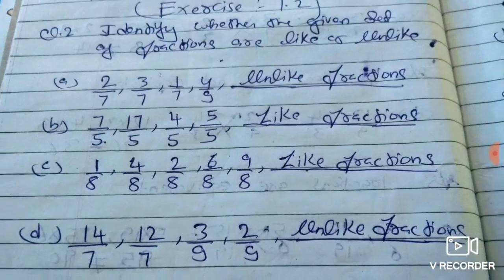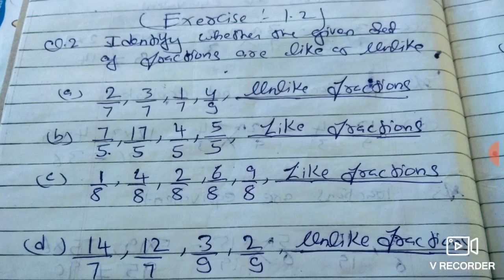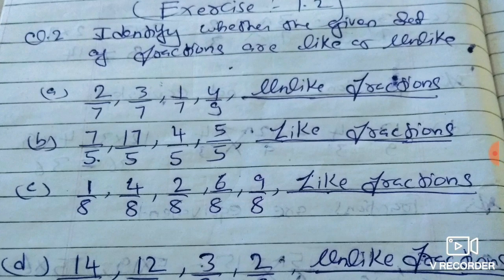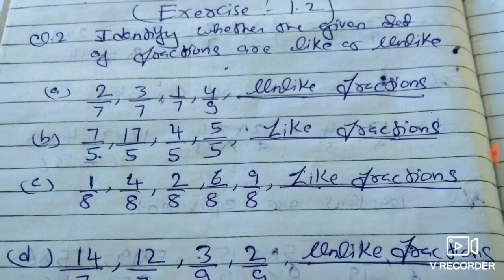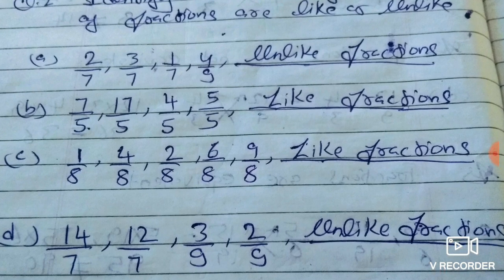So here in this question, the first set is unlike fractions. Why? Because the first three denominators are 7, 7, 7, but the last is 9, so the first is known as unlike fractions. Next, 7 upon 5, 17 upon 5, 4 upon 5, 5 upon 5, all the denominators are 5, 5, 5, 5, so all the numbers are the same. Yes, so this set is known as like fractions.